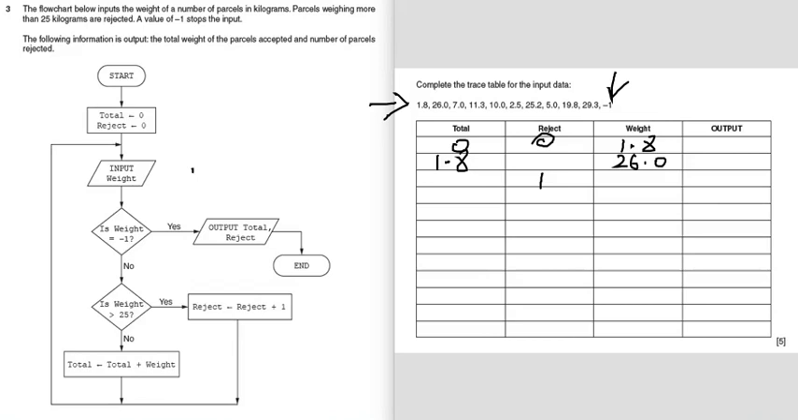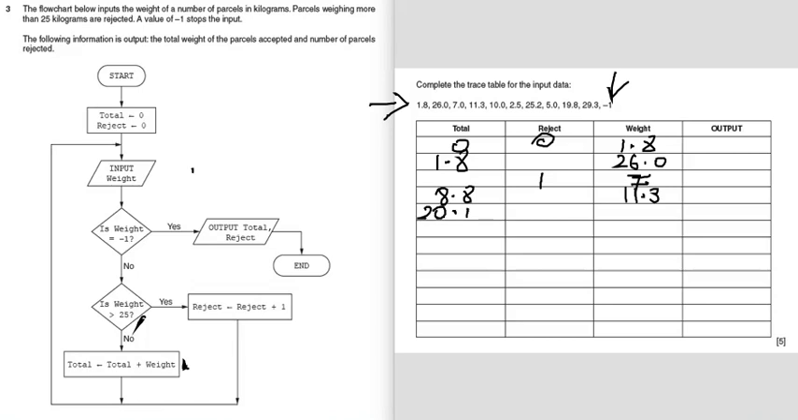So we put 7 here, and we know that it's not -1 until the end, and we can see that it's not greater than 25 here, so we add that on, so our total will be 8.8. Then we move to the next input, which is 11.3. And we know that that's going to be okay to get through to add it onto the total, so we can add that on, and that's 20.1.